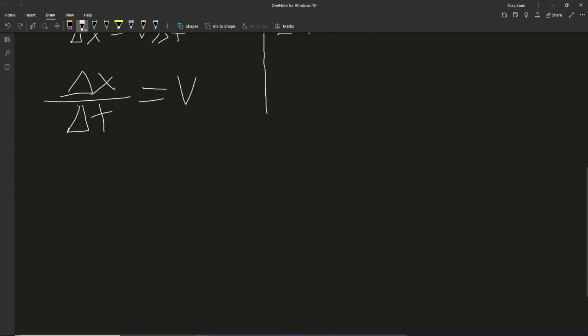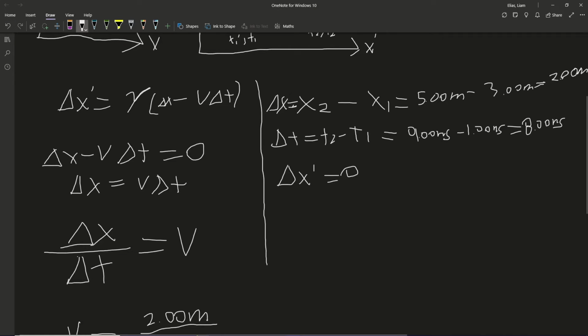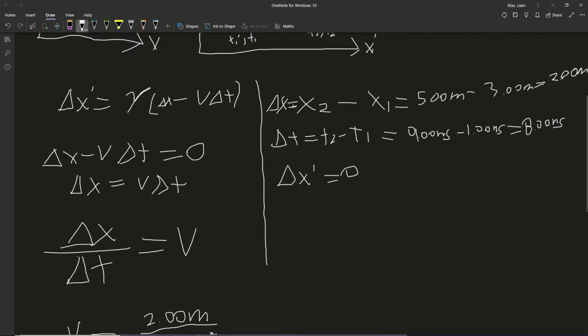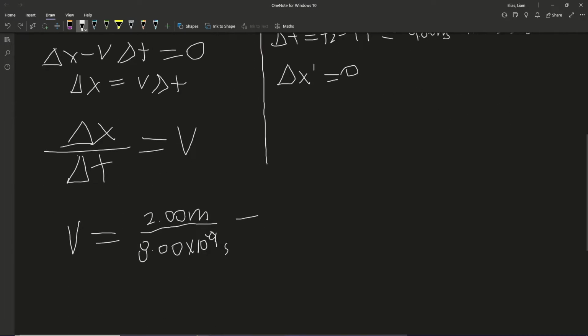So from here we can just say that v is equal to our delta x, which is 2.00 meters, divided by our time, which is 8 nanoseconds. I'm going to write it in seconds because once we get our speed, it's going to make the rest of the questions later a lot easier if it's in terms of meters per second rather than meters per nanosecond. So when you convert it, that becomes 8.00 times 10 to the negative 9 seconds. That's the conversion from nanoseconds to seconds.